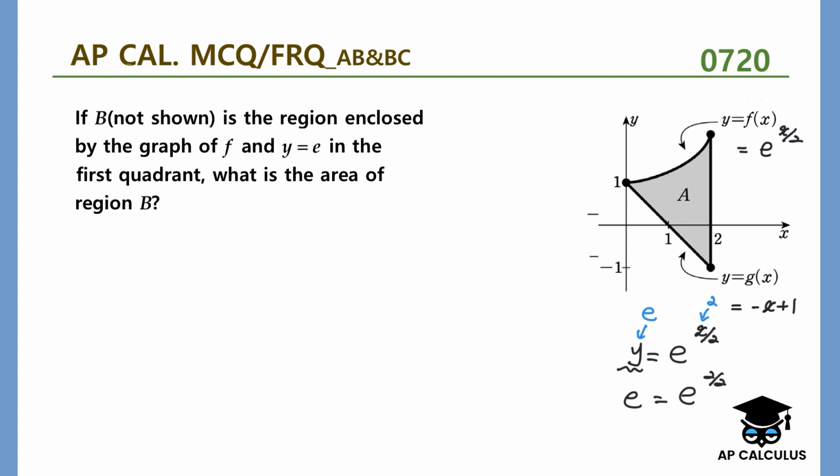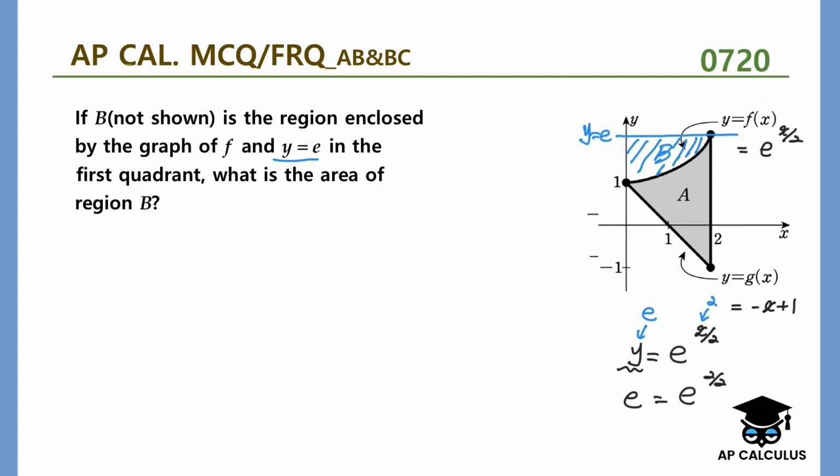So we have the line y equals e right over here. They are intersecting at x equals 2, right? So the region B is right over here. This is the region B. Now we're going to have to find the area of region B.